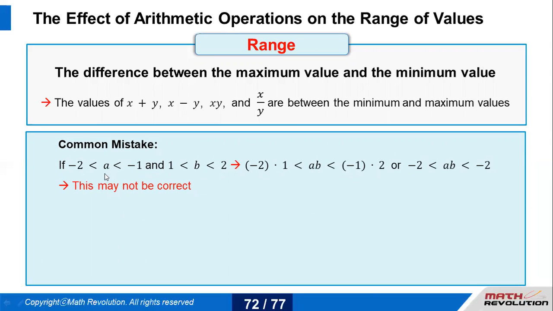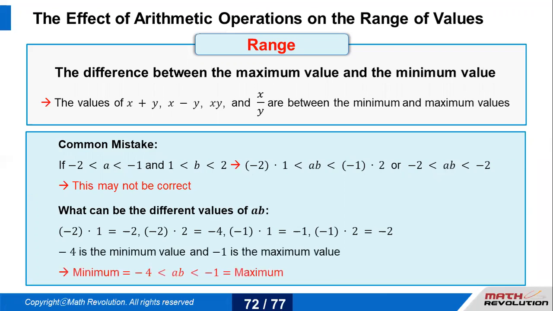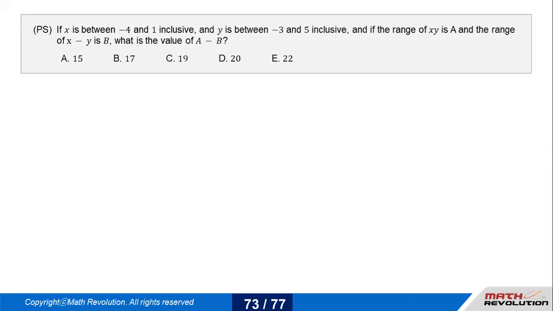If -2 is less than a, which is less than -1, and 1 is less than b, which is less than 2, if you multiply this, we get -2 times 1, which is less than a times b, which is less than -1 times 2, or -2 is less than the product ab, which is less than -2. So the product ab is lying between -2 and -2. How is that possible? In this scenario, we need to consider all the different values of the product of ab. This is also one of the most predominant questions in GMAT.